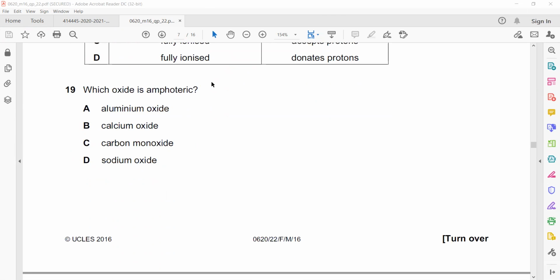Which oxide is amphoteric? Amphoteric oxides can react with both acid and alkali. So calcium oxide is a metal oxide, a basic oxide, carbon monoxide is neutral, and sodium oxide is a metal oxide.